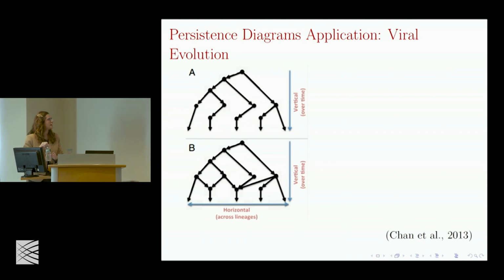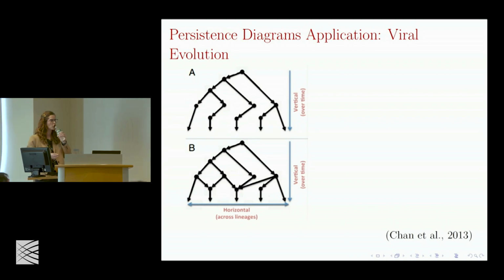So to give you guys an application, we'll talk about viral evolution. The standard way to represent evolution in general has been the phylogenetic tree that dates back to Darwin. But with viruses, we can have horizontal or reticulate evolution. And that's tough to capture in a phylogenetic tree.